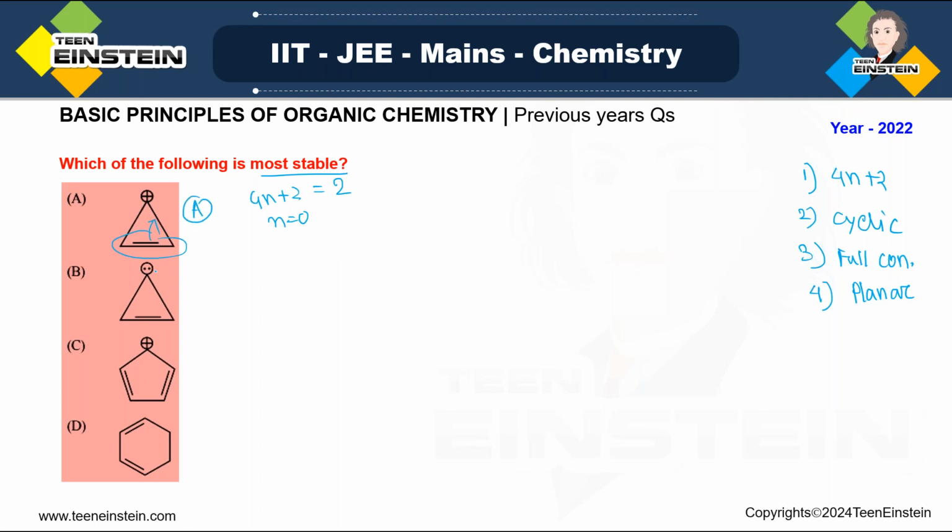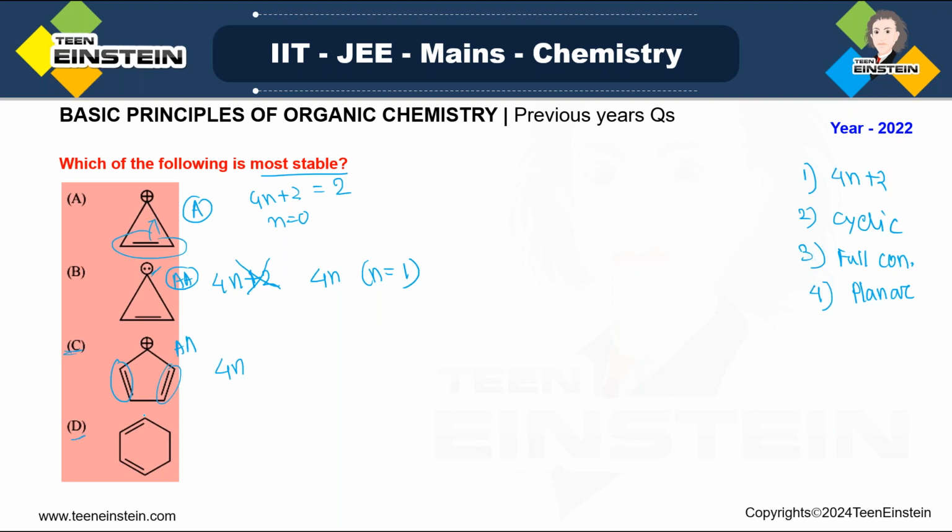Then the second compound: here we have a negative charge, and that means the total number of electrons is 4 pi electrons. So it is not matching 4n plus 2. It is basically matching 4n, where n value is 1. So it is anti-aromatic, because the other conditions are fulfilled: cyclic, full conjugation, planar. Come to option C. Here also it is matching 4n, so it is also anti-aromatic, with a total of 4 electrons.